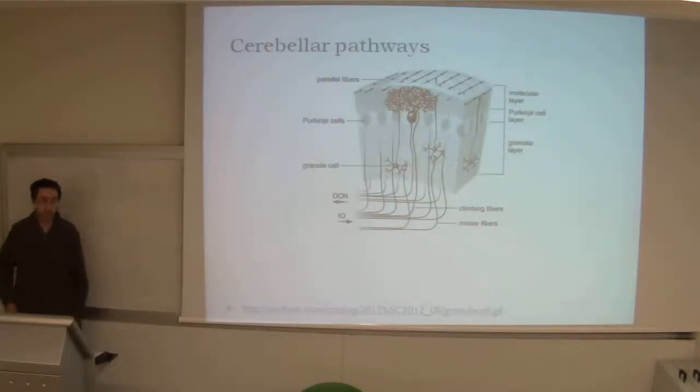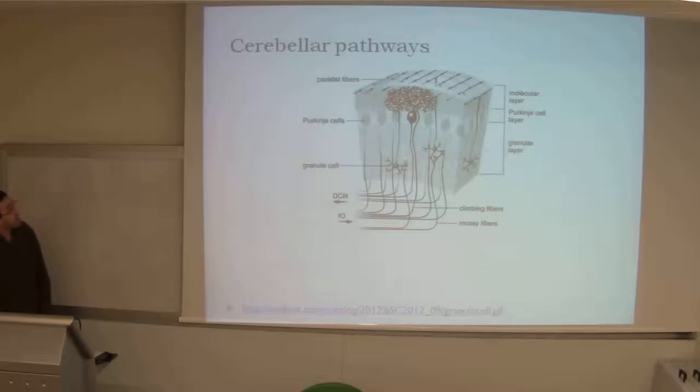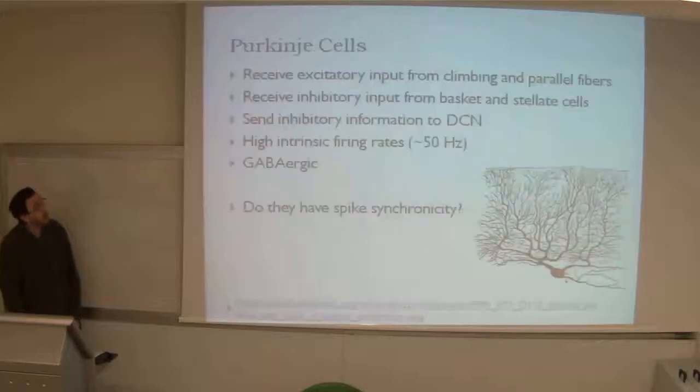This is the cerebellar pathways that we talked about with Ian. You see the three layers. We'll be looking mostly at the Purkinje cells and how they connect to their output, which isn't shown in this slide, but it connects to the DCN, which is the deep cerebellar nuclei.